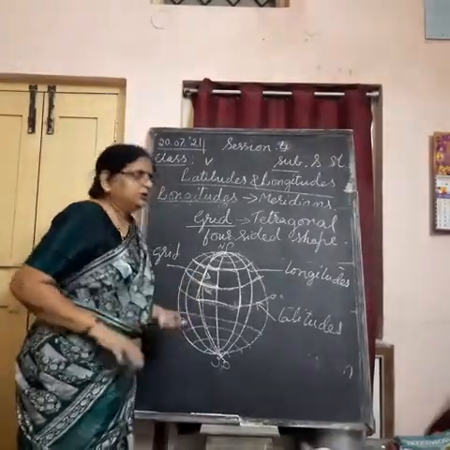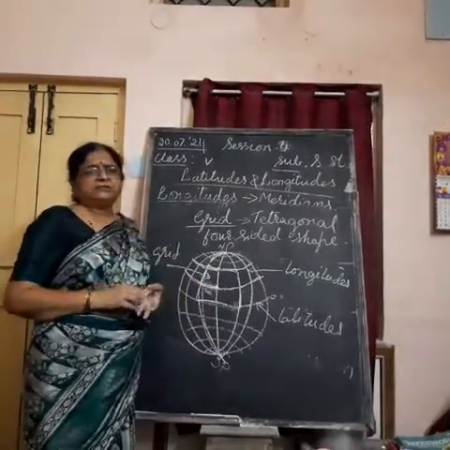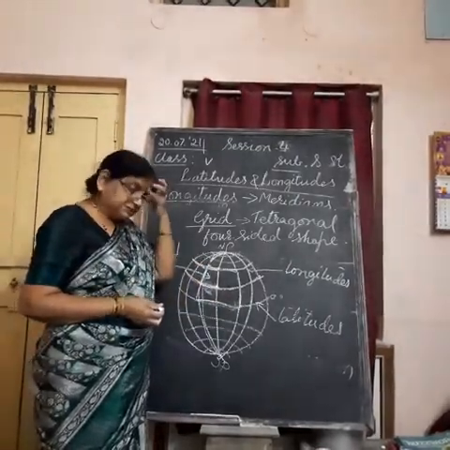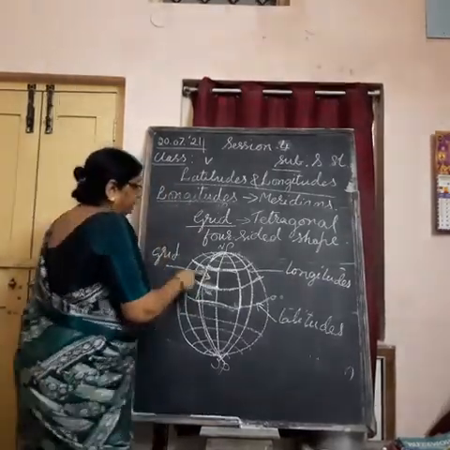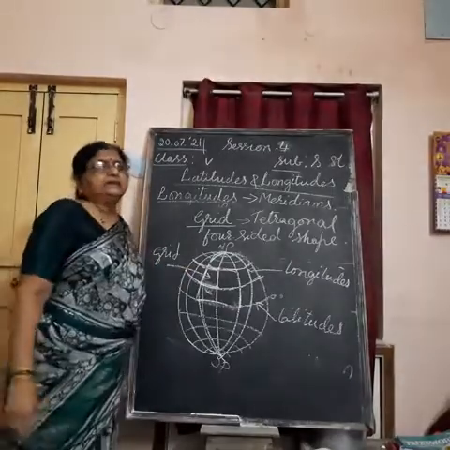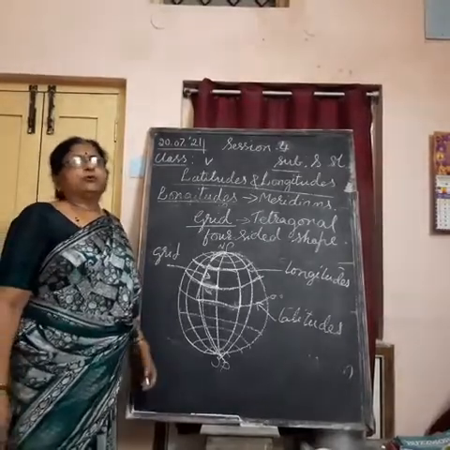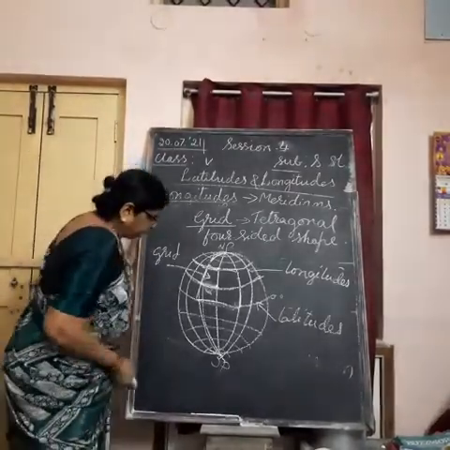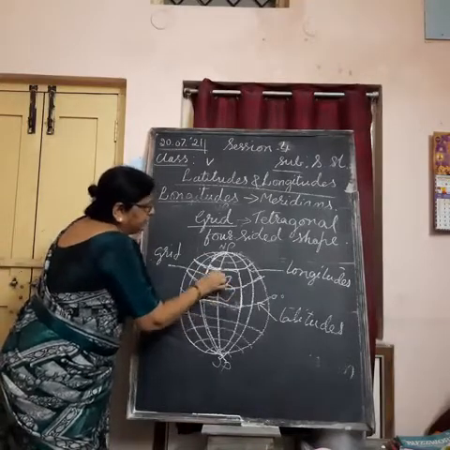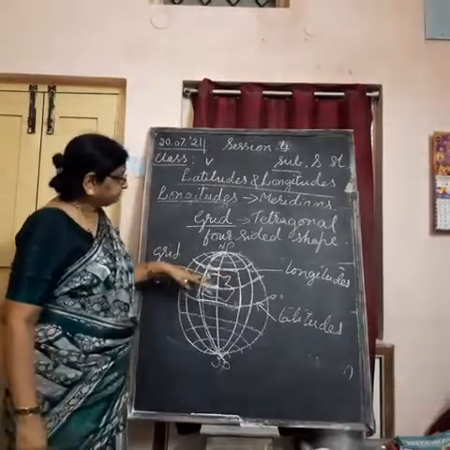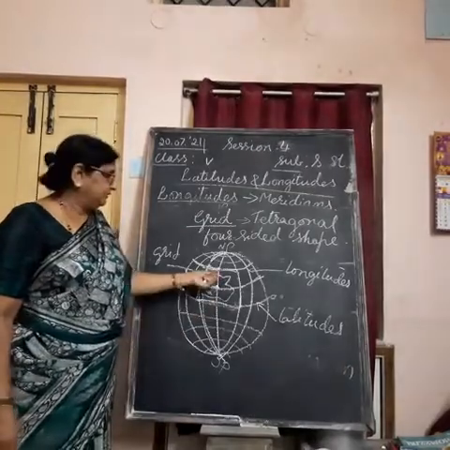Latitudes and longitudes cross each other or intersect. The term used here is intersect. Intersect means cut or cross each other, forming a four-sided figure called grid. And this grid helps us to locate the places. Suppose you are going to any place, it will be like this. We will understand between which latitudes and longitudes it is located.